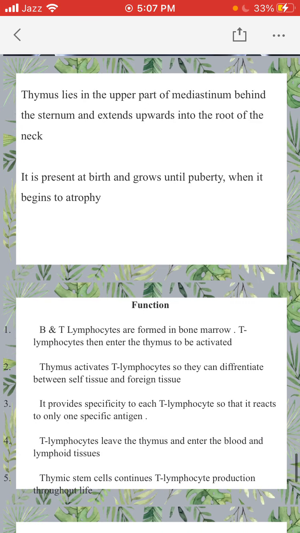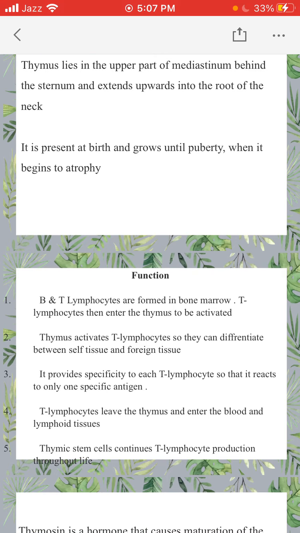Now the functions of the thymus gland. Again, in the thymus we have B and T lymphocytes, but the premature forms of B and T lymphocytes are basically formed in the bone marrow. The premature forms of the T lymphocytes enter the thymus, and the activated T cells are formed in the thymus. So the thymus activates the T lymphocytes.